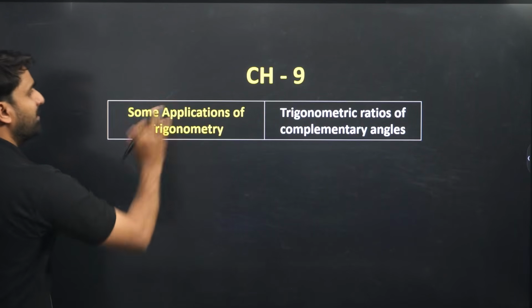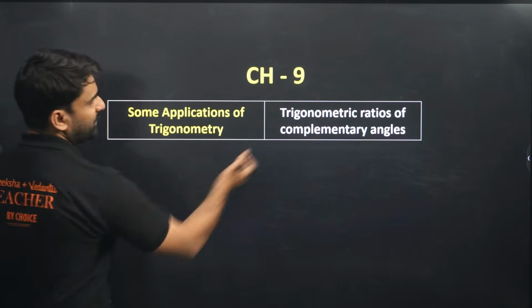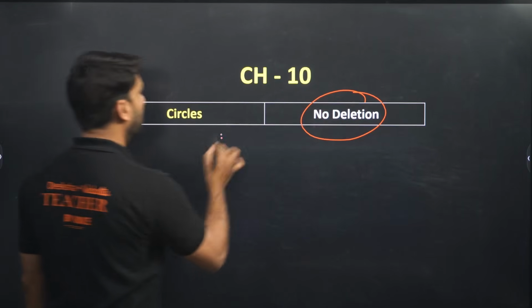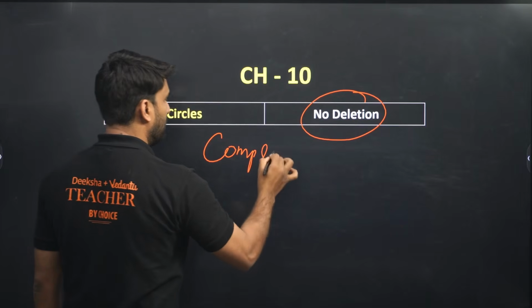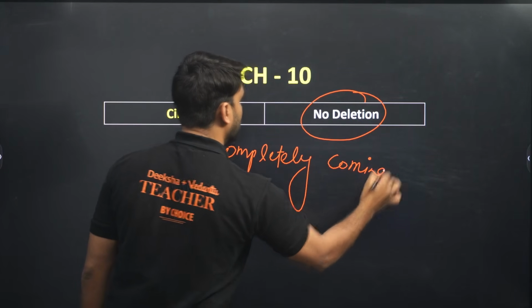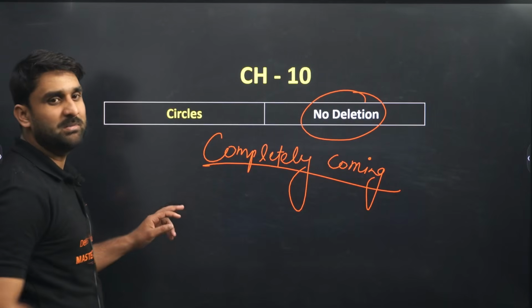Chapter number 9, some applications of trigonometry, my dear. Same. Complementary angle is excluded. Chapter number 10, no deletion. This is coming completely. Complete is included. Okay, so no deletion in circles, complete circle is coming.